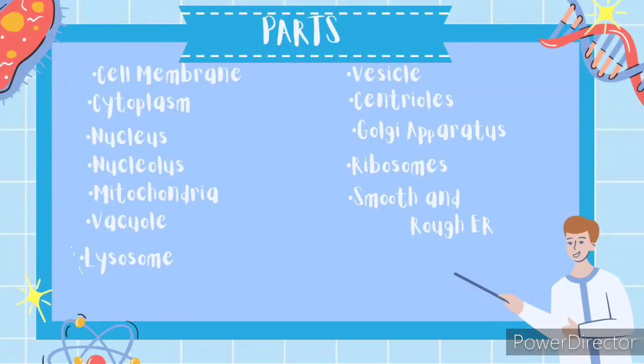For you to be guided all throughout the course of this video, this will be the sequence of how I am going to show you the parts of an animal cell. Starting with the cell membrane, followed by the cytoplasm, nucleus, nucleolus, mitochondria, vacuole, lysosome, vesicle, centrioles, Golgi apparatus, ribosomes, and smooth and rough ER.